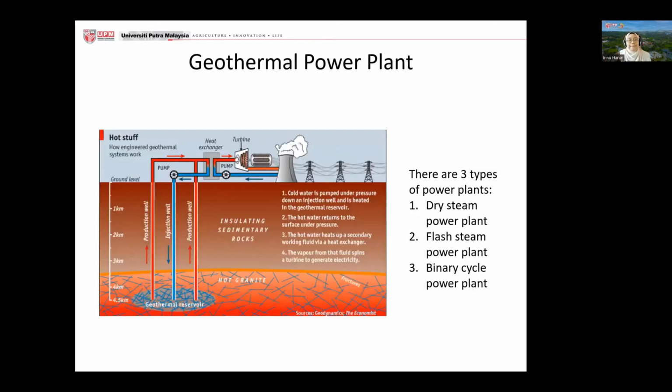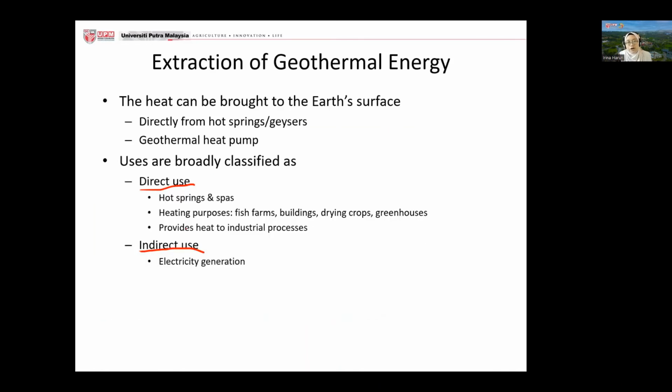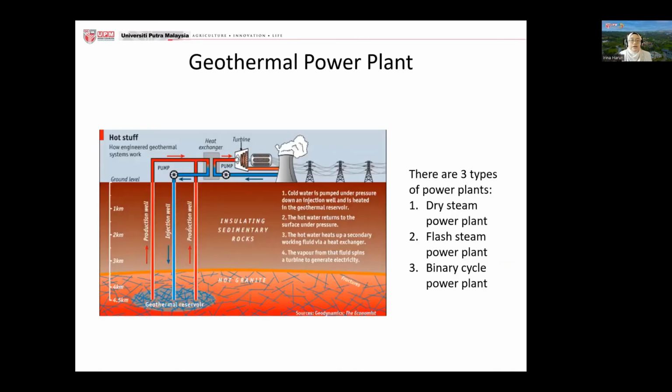Okay, this is an example of a geothermal power plant. Just now when I talk about indirect use of geothermal energy, the representation of that is the geothermal power plant.